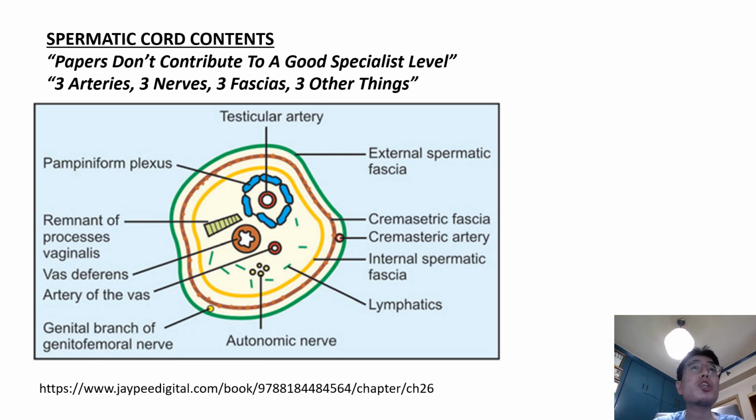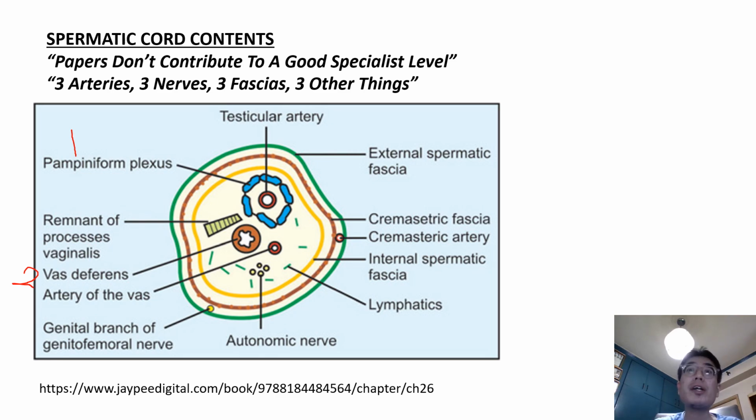The first I'd like to share is "Papers don't contribute to a good specialist level." Kindly follow our cursor along. P is for the pampiniform plexus of veins. D is for the ductus deferens, also known as the vas deferens.